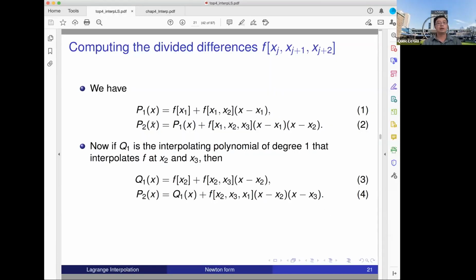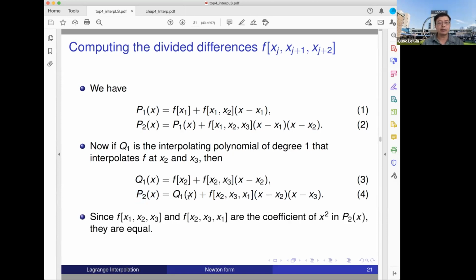If you remember the pictures, now I have P1, P2, right? And Q1 and P2. So you have 4 equations. But now look at, say, equations 2 and 4. The left-hand sides are the same. So then you can balance it, right? That is exactly what I'm going to do.